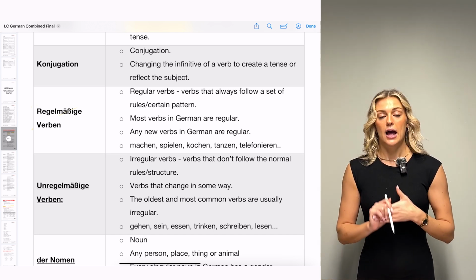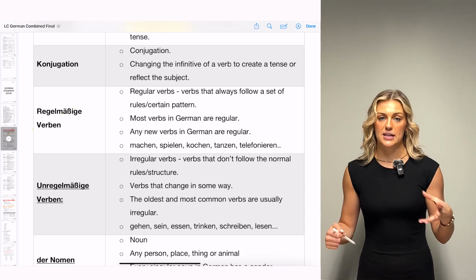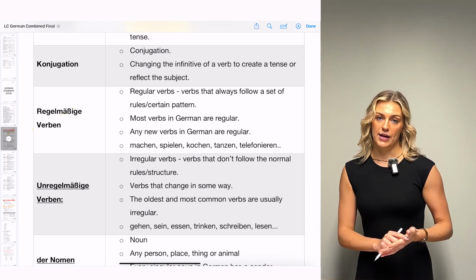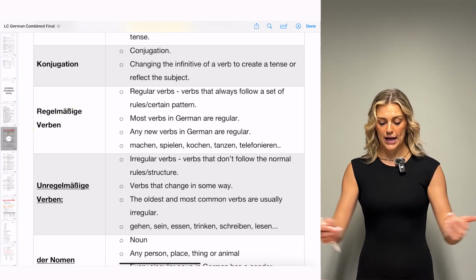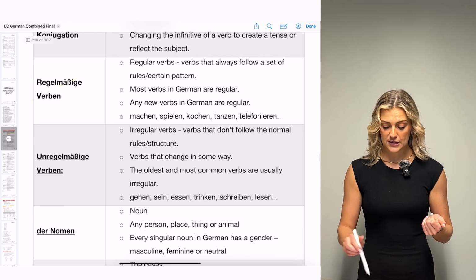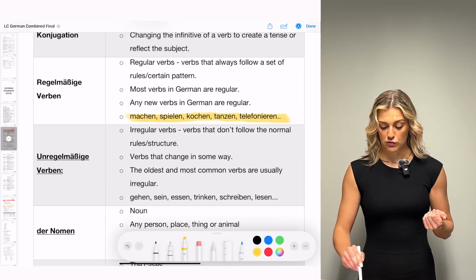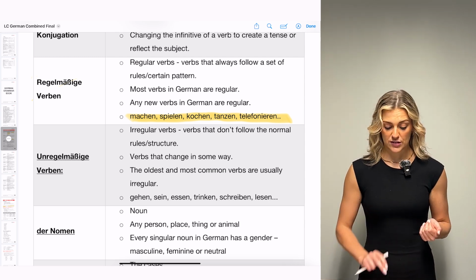So regular verbs follow a regular structure, a regular pattern, all right? They always follow the same set of rules or the same structure or pattern. Most verbs in German are regular, and all new verbs in the German language are regular as well, okay? And these are just some examples of regular verbs here: machen, spielen, kochen, tanzen, telefonieren. There's loads of regular verbs, just a few examples.